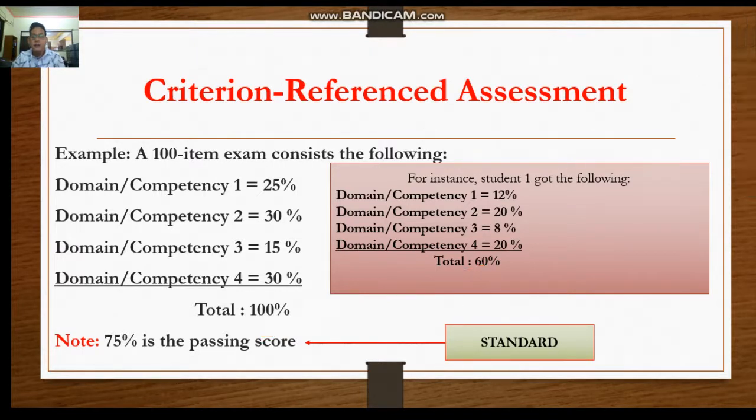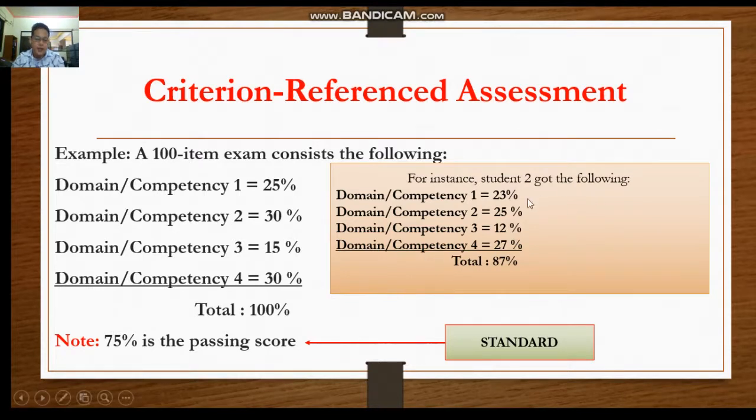So, based on the result of the exam of this student, we can say that student 1 failed the exam. Why? It is because he or she did not meet the standard or the passing score of 75%. 60% is lower than 75%. So that's it. Now, another example here, we have student 2.